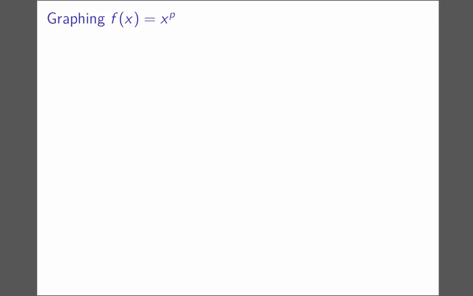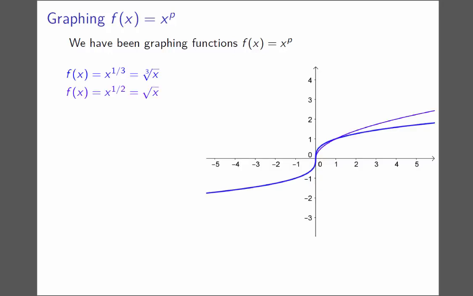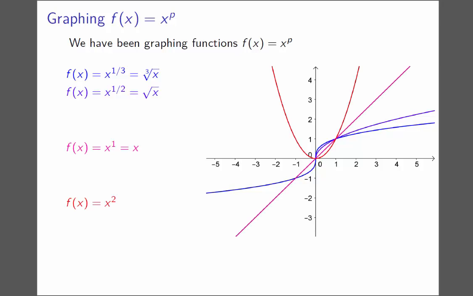In the last few examples, we have been graphing functions f of x equals x to some power p. We started with x to the 1/3, the cube root of x, and x to the 1/2, the square root of x, which are on our graph to the right. And while they're not fractional exponents, we've also seen the graphs of x to the first power, which is just x, and x squared.